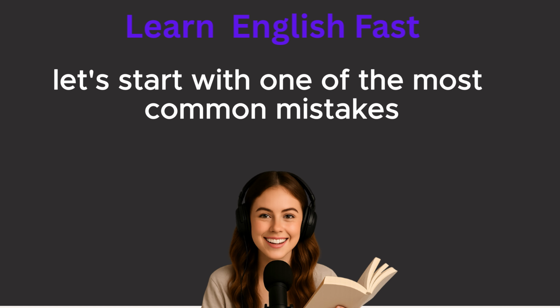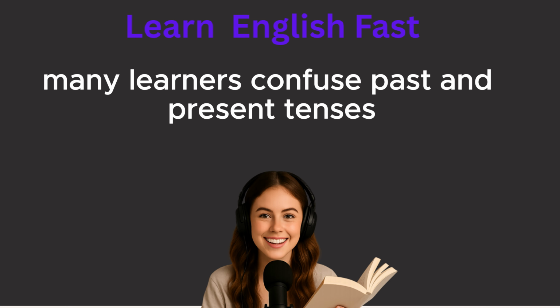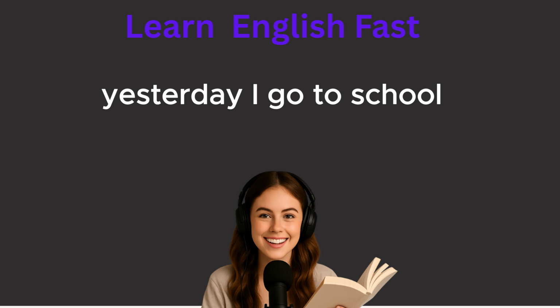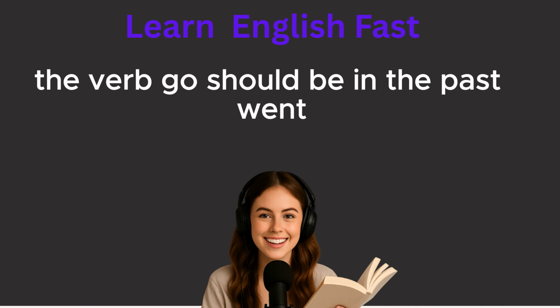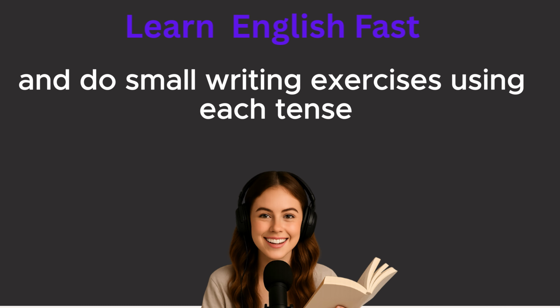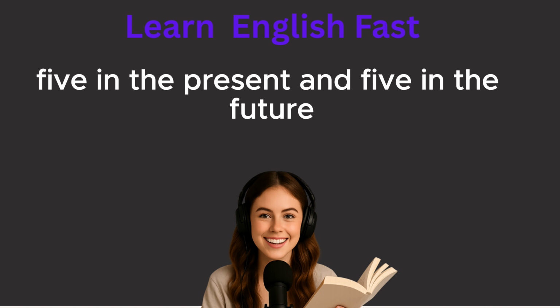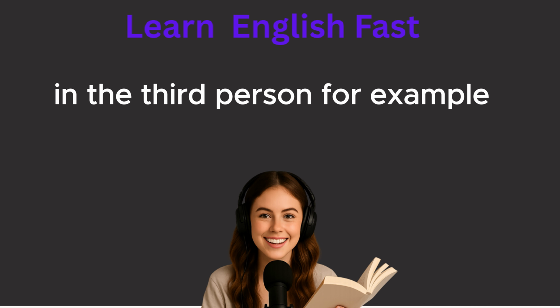Let's start with one of the most common mistakes, using the wrong verb tense. Many learners confuse past and present tenses. For example, they say, "Yesterday I go to school," instead of "Yesterday I went to school." The verb go should be in the past, went. A good way to fix this is to study verb tense timelines and do small writing exercises using each tense. Write 5 sentences in the past tense, 5 in the present, and 5 in the future. This builds clarity.